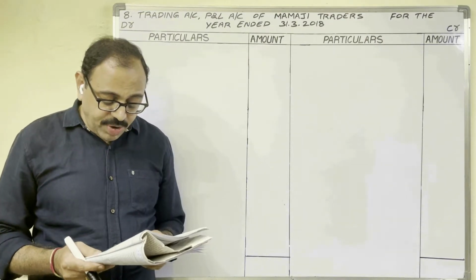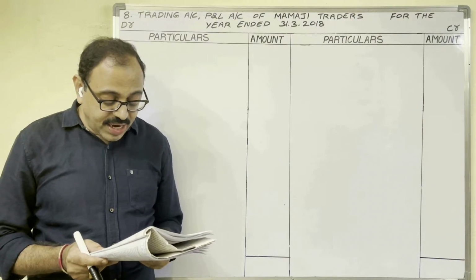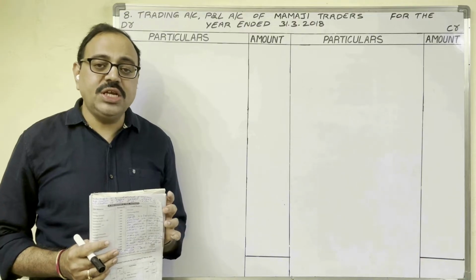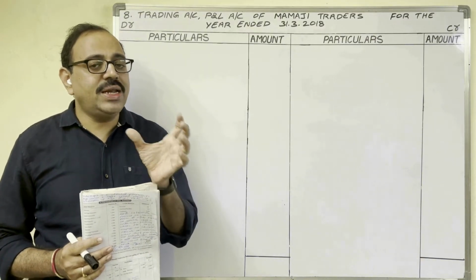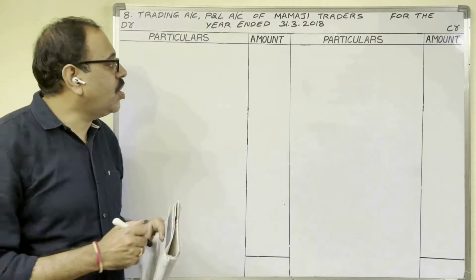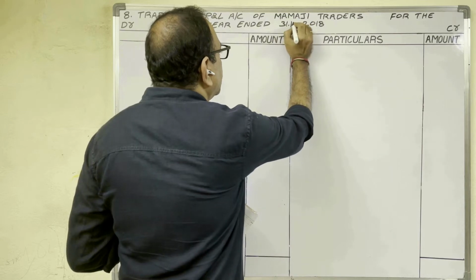Prepare final accounts from the following trial balance of Mamaji traders for the year ended 31st December 2018. So our assumption is we are an accountant of Mamaji traders firm, a sole proprietorship firm. The trial balance on 31st December 2018 is given in the question.